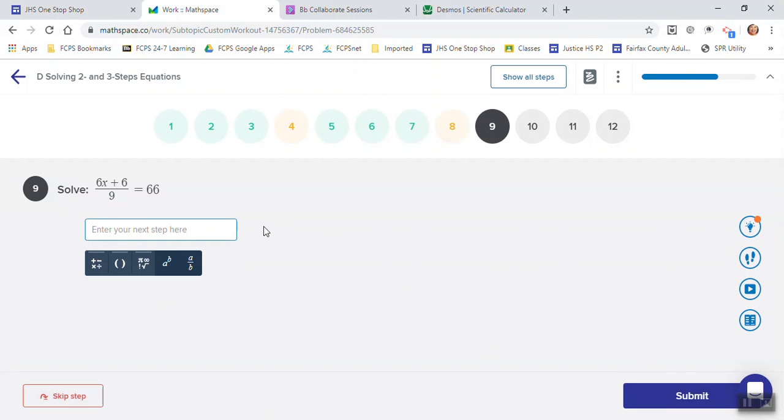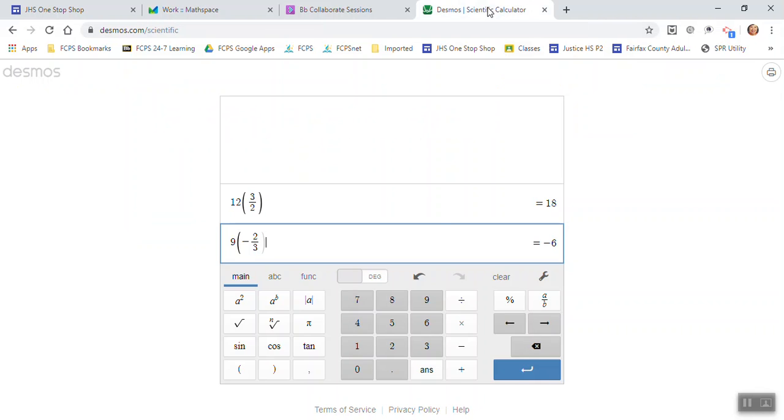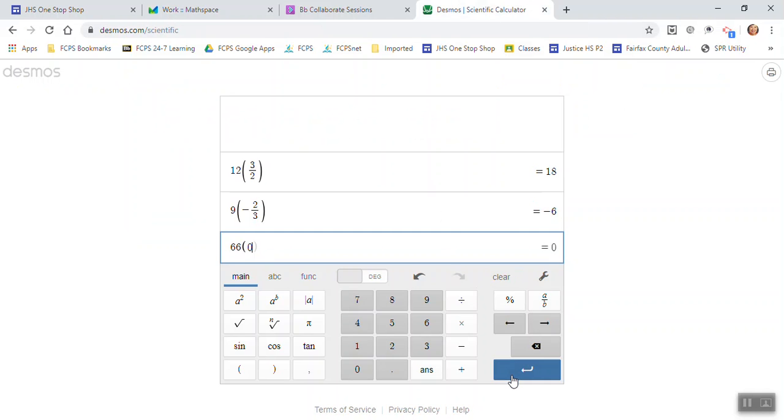So I am doing one more question, okay? So this is the three-step equation. So you have 6x plus 6 divided by 9 equals 66. The first step is you multiply both sides by 9, right? And then when you multiply that, you have 6x plus 6 equals 66 times 9, right? You have 66 multiplied by 9 is 594.